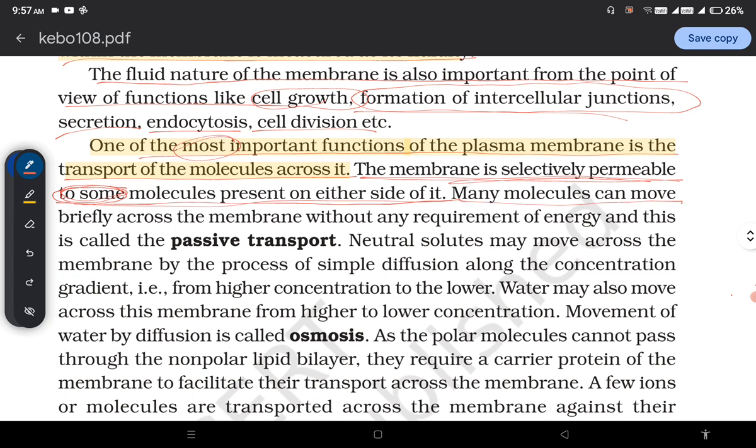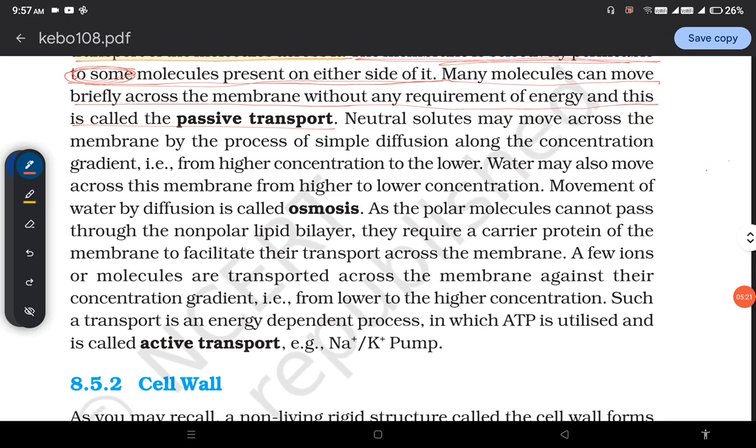Many molecules can move freely across the membrane without any requirement of energy, and this is called passive transport. Neutral solutes may move across the membrane by the process of simple diffusion along the concentration gradient, from higher concentration to lower concentration.